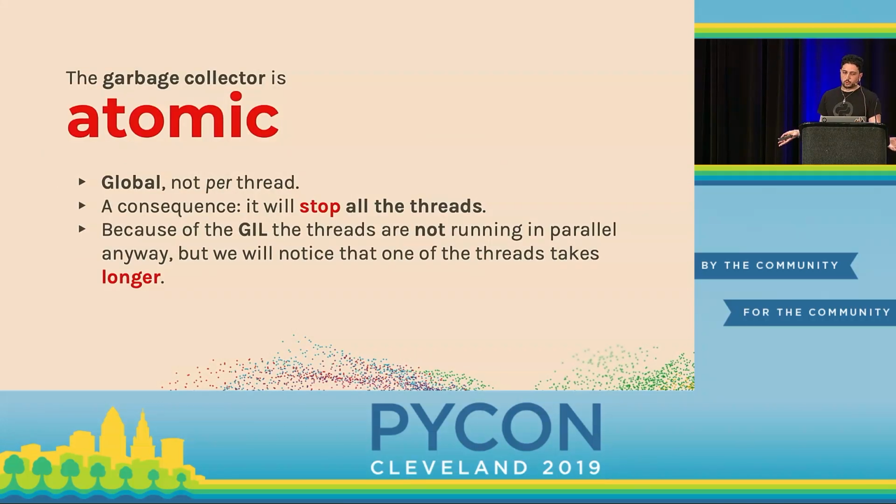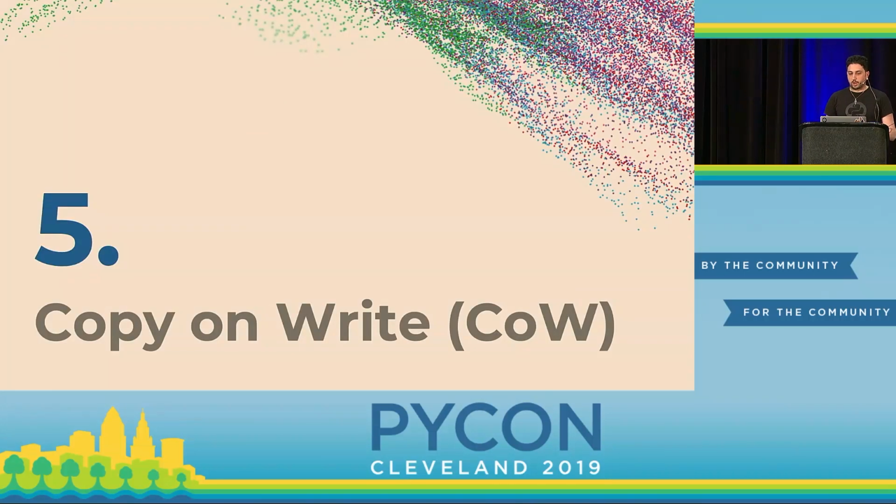So the garbage collector is also atomic. It means that there is, first, only one, so it's global. There is no one per thread. One consequence is that it will stop all your threads from running. We know that because of the GIL, there are not two threads running Python in parallel, but it means that if you inspect the times that the threads take, one of them will take a bit longer because it's running the collection.